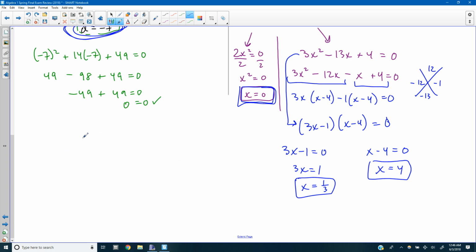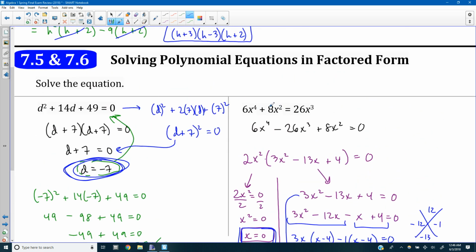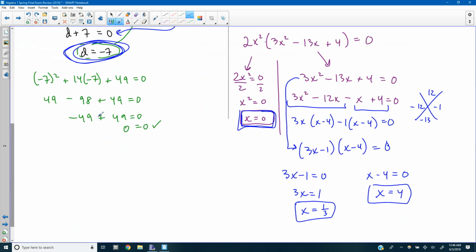Now you're like, why do we have 3 solutions? I thought it was a quadratic. No, the first problem was a quartic. It was actually 4th degree, so you could have as many as 4 solutions. Remember, technically 2 of your solutions are x equals 0 because this was an x squared. It's like x times x, so this has a multiplicity of 2. But these are your 3 different answers here.